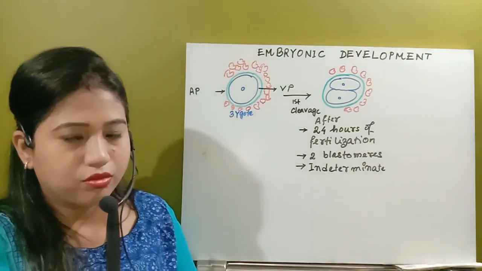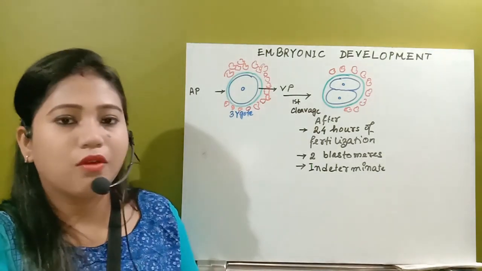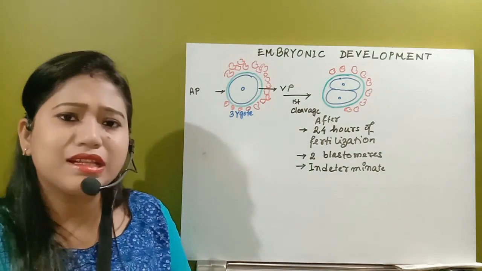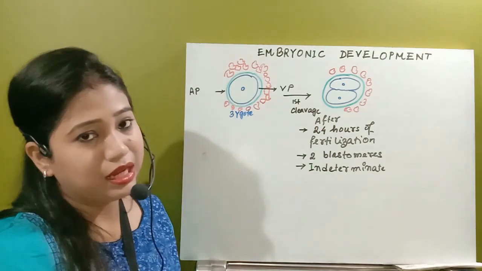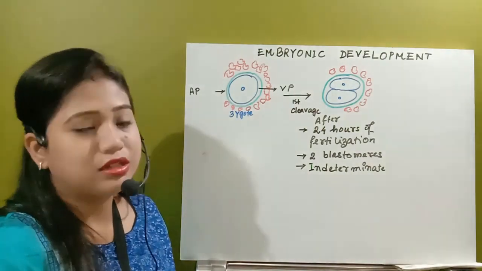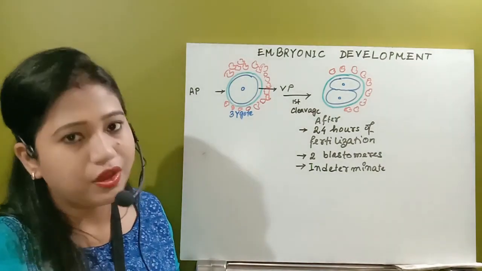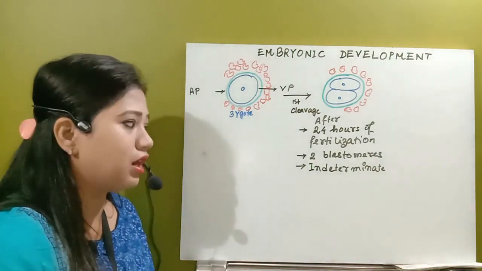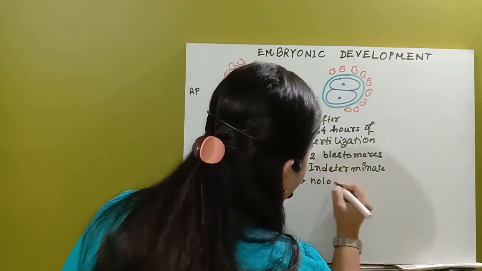what type of tissue. Suppose some of the cells will form the epithelial tissue, some of the cells will form the nervous system, some of the cells will form the muscle cells. That will be already predetermined. But this is not happening in case of human. In case of human, it is indeterminate. That means any of the cells can form any of the types of tissues. Next another very important type is that this cleavage is holoblastic.